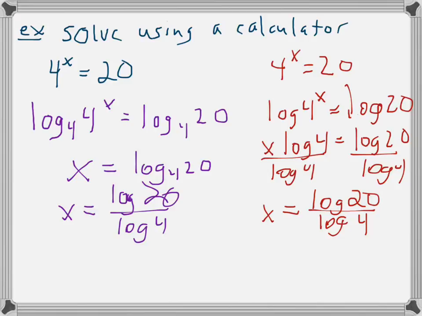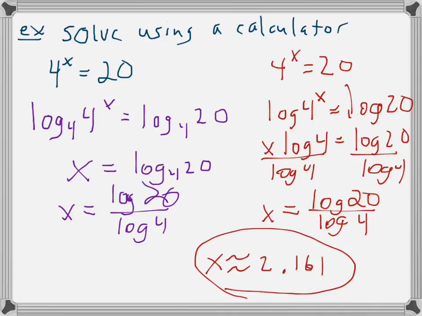Now I should be able to do this on my calculator. I got log 20 divided by log 4 equals, there it is. It shouldn't matter which one you did, and I'm going to put approximately equals, since this is a decimal approximation, 2.161, and that should be my answer. And the nice thing is that you can double check your answer. Put this back into x, so if I did 4 to the 2.16 power, it should be approximately 20. Again, we'll have a little bit of rounding error.